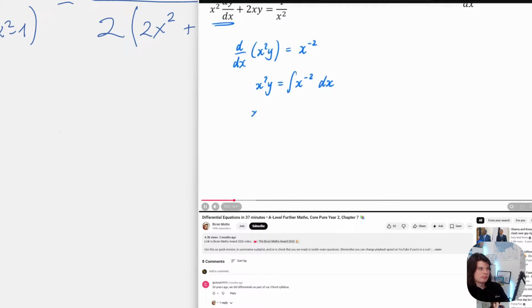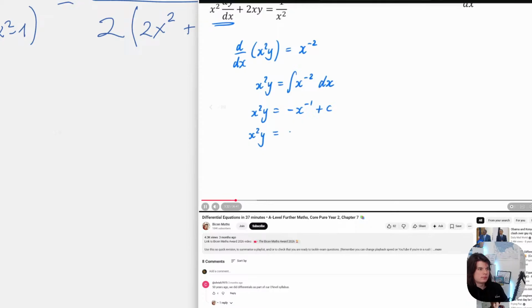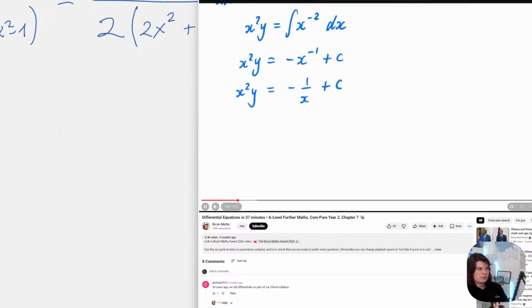rule we've spotted, which we have that x squared y is equal to, I'm going to increase the power and divide by that new power plus c. So we have x squared y equals minus 1 over x plus c, and can substitute straight into this. So if y is 0, we just get 0 over here, and if x is 1, we get minus 1 plus c, which means that c is equal to 1.